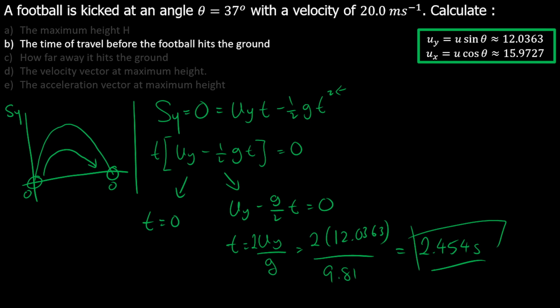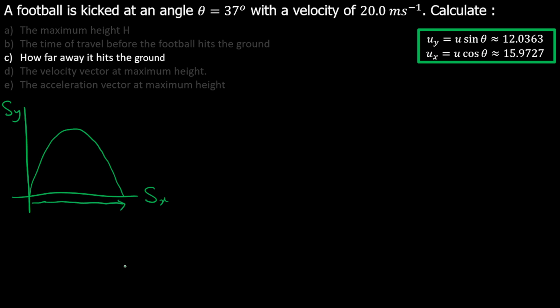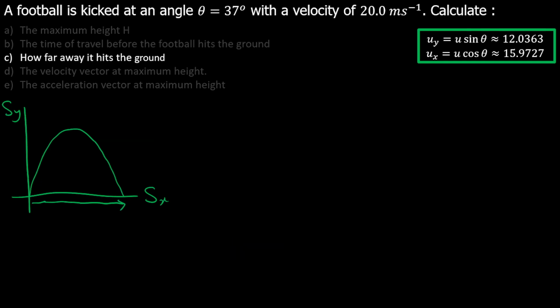Now let's look at the next question. The next part of the question is how far away it hits the ground. So let's assume again this is sy and this is sx. We have the ball being kicked, taking a parabolic shape. We want to know how far it is between the starting point and the point where it lands. In the previous part of the question, we calculated how long it takes. We know the amount of time.